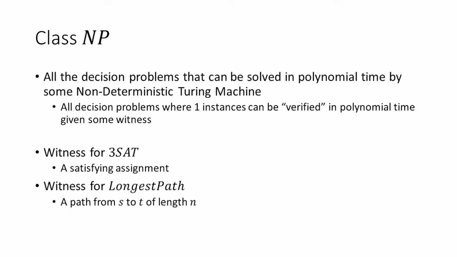So recall the class NP was the set of all problems that could be solved by a non-deterministic Turing machine in polynomial time, which we could also think of as the class of all problems where we could have our cheat sheet of choices that allowed us to verify true instances of that problem in deterministic polynomial time. So the class NP is going to be the set of all decision problems that can be solved in polynomial time by some non-deterministic Turing machine, or equivalently, the set of all decision problems where the one instances of that problem, so that is inputs where the output was going to be 1, can be quote-unquote verified in polynomial time given this witness or this cheat sheet of choices to make.